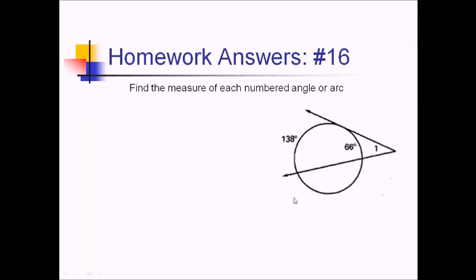For number 16, we're just trying to find this angle over here. This is going to be half the difference of these 2 intercepted arcs. So half of 138 minus 66. Well, that's going to be half of 72, which comes out to 36 degrees.